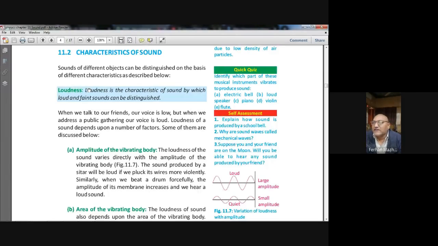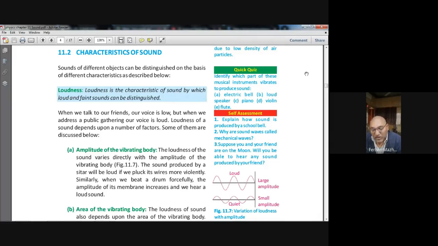Loudness means whenever you hear a sound, the sound can be loud or it can be fainter. For example, if you are listening to a song and you have the main volume control in your hand, and you increase the volume, the thing which increases is basically the loudness, how loud the sensation of the sound is in your ear.